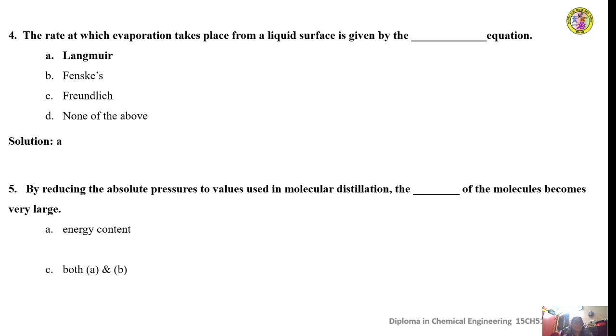So energy content, sorry, the order of appearance of the options did not take place properly here. So the four options for this are energy content, mean free path, both A and B, neither A nor B. So in molecular distillation, the absolute pressure values are used at a very low value in order to increase the mean free path of the molecules. So by that we can get the evaporation of the molecules at very low pressure and also have a condensation of that molecule without getting that reflected back to the liquid surface. So mean free path is the right answer.